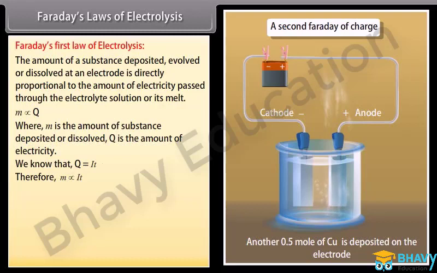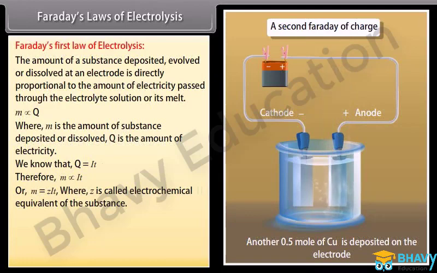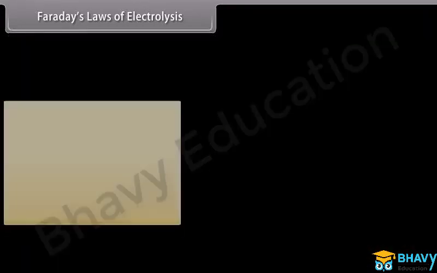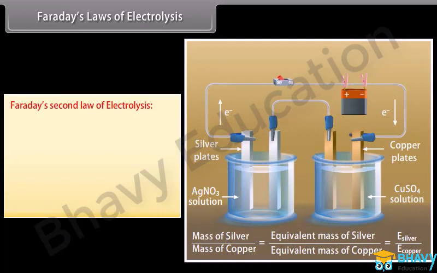We know that Q is equal to I times t. Therefore, M is directly proportional to It. It can be written as M is equal to ZIt, where Z is called electrochemical equivalent of the substance. Z is defined as the amount of the substance deposited or dissolved by passing 1 coulomb of electricity through the electrolyte melt or solution. Faraday's second law of electrolysis.